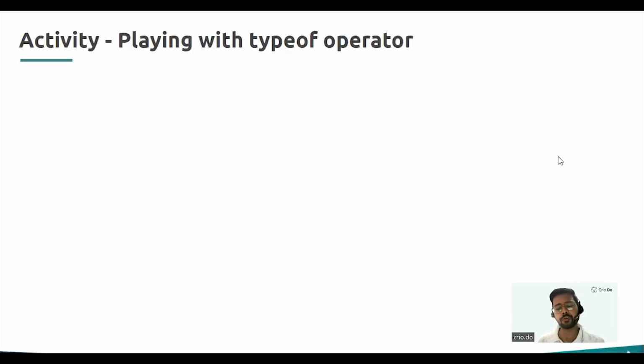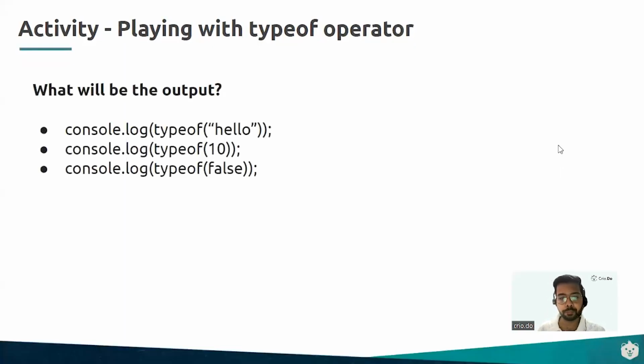In this video, you're going to perform an activity with the typeof operator. You will be given three values, and before you execute them on your Replit, you have to identify what is going to be their data types. Here are the three values in front of you: console.log of typeof "hello", then console.log of typeof 10, then console.log of typeof false.